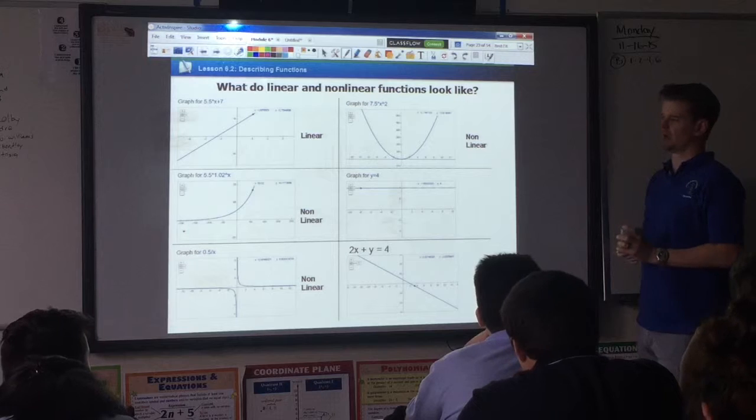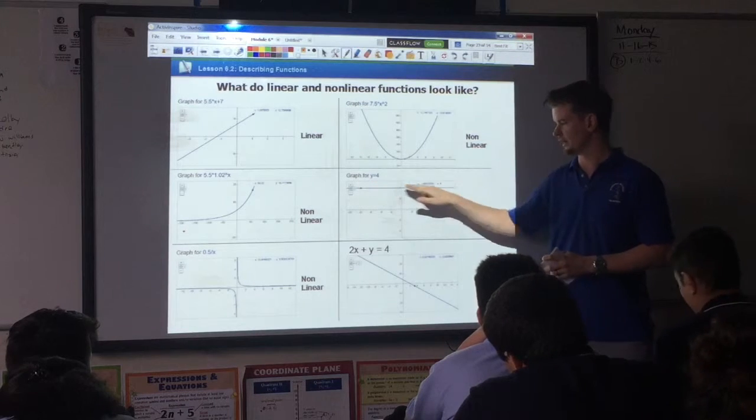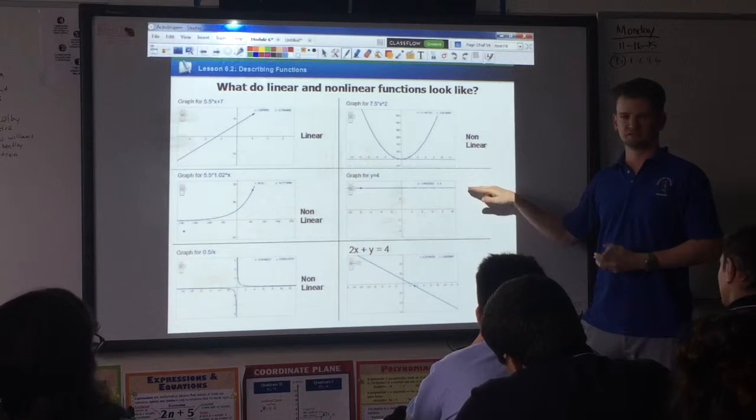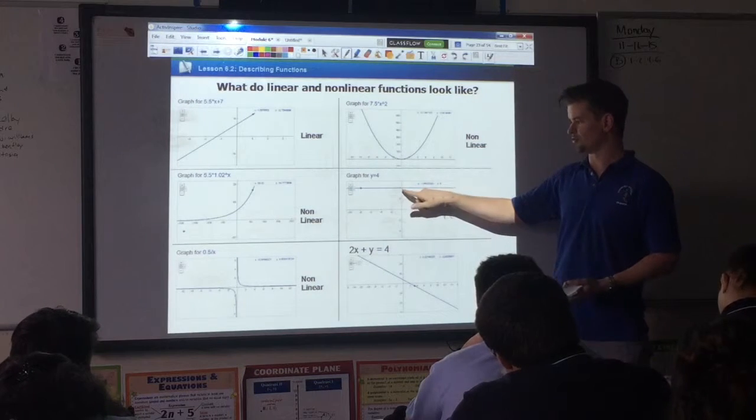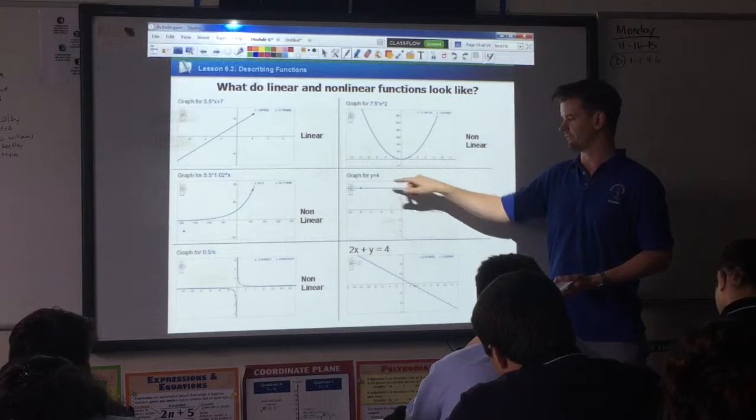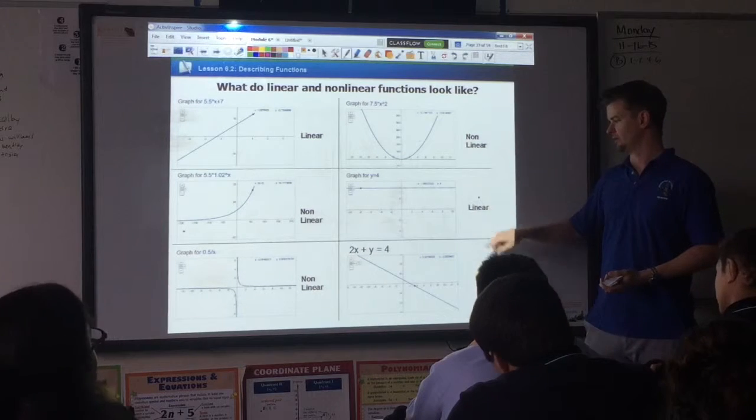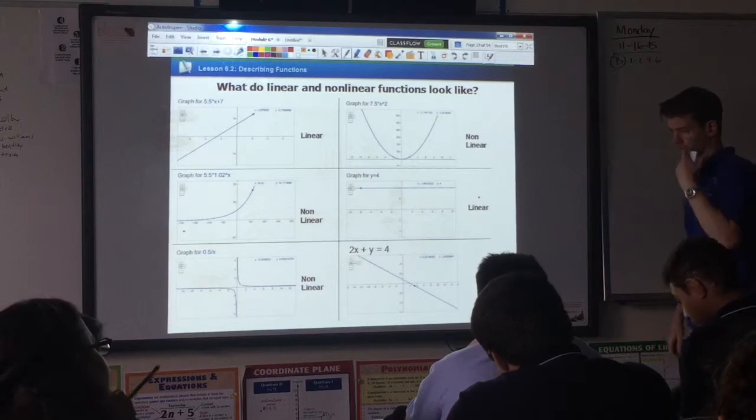And then when we graph y equals 4, what kind of slope does this line have? 0. It's 0. It's a 0 slope. It is linear, but the slope is 0. It's a flat line, and it crosses exactly at 4 for y equals 4. So that would be a linear equation.